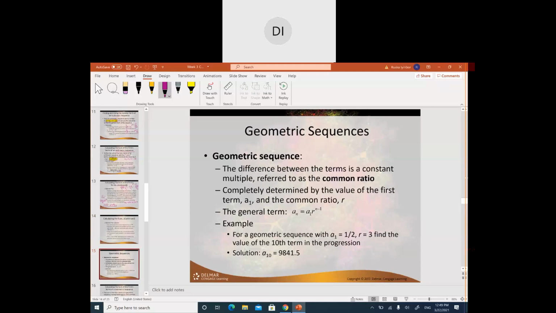Okay, the next one is geometric sequence. The next type of sequence is geometric. You're going to do that after the break, okay?